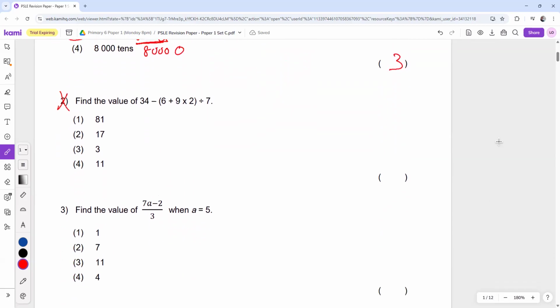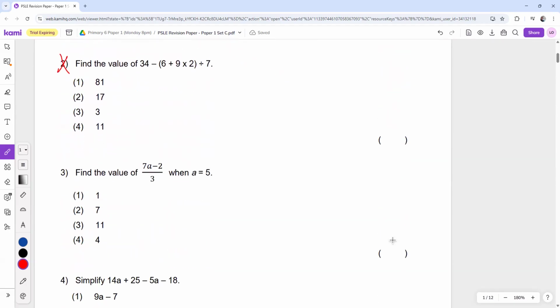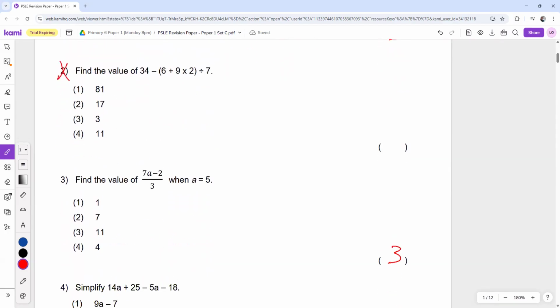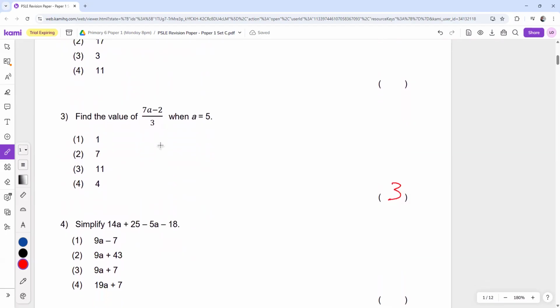Question number three, the answer is three. Okay, so question one, the answer is three. Question three is three. Question two, we skip because we can't do it. And 7A is 7 times 5. So you can write down, don't do mental sum in the exam. Write down the steps. 7 times 5 is 35 minus 2, then fraction 3. Okay, and then continue your next step. 33 divided by 3, and you get 11.